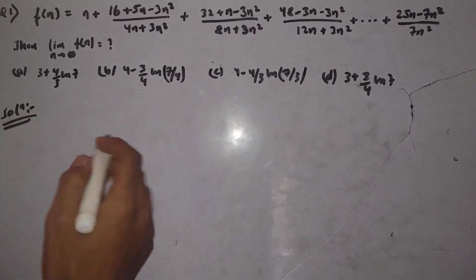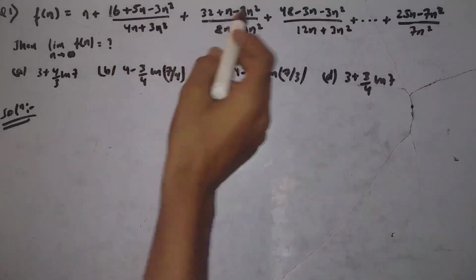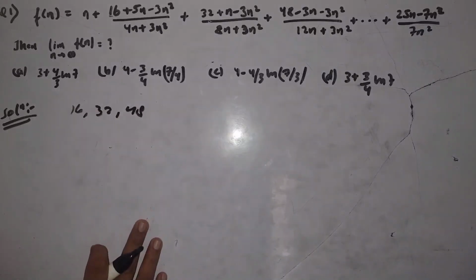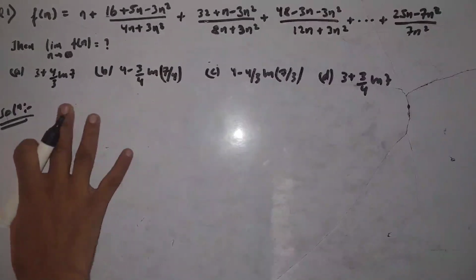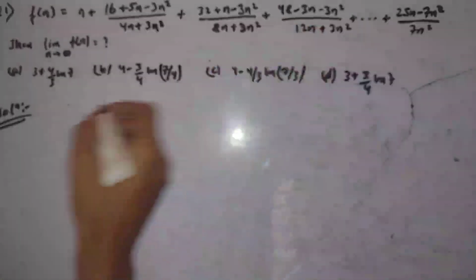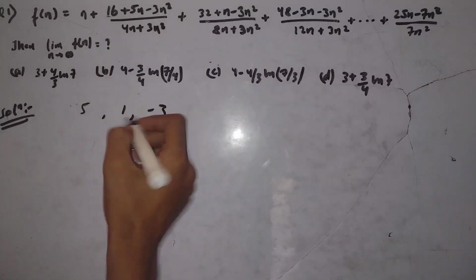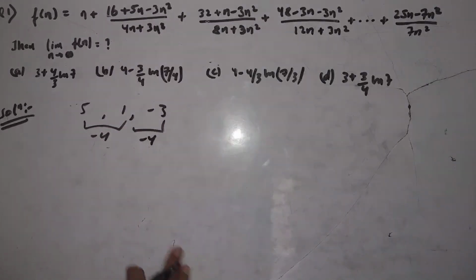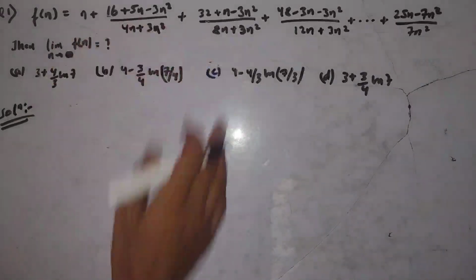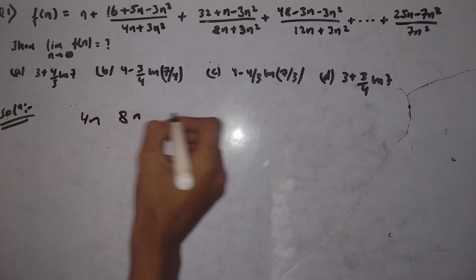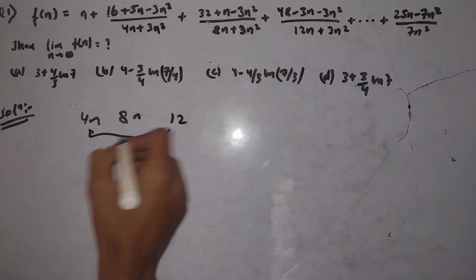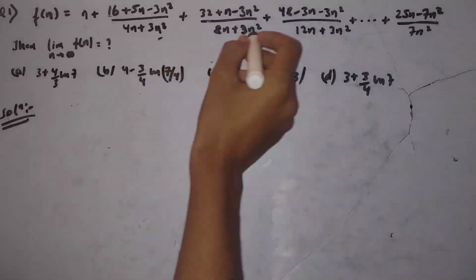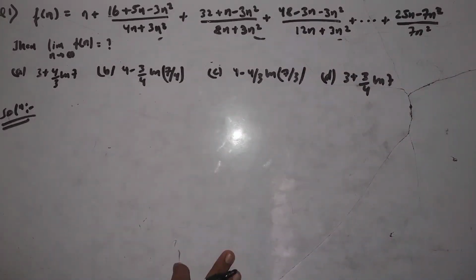Here we can see the pattern. This is 16 and 32 and 48. So I'm just writing 16, 32 and 48. These are actually multiples of 16. Similarly, this 5n and n and 3n, so 5, 1 and minus 3, they are in AP with common difference minus 4. So that's what we can see in the pattern. In the denominator we can see that this is 4n, this is 8n and this is 12n. They are multiples of 4n. And we can see that this thing is constant in every term, so we don't need to pay that much attention to that.